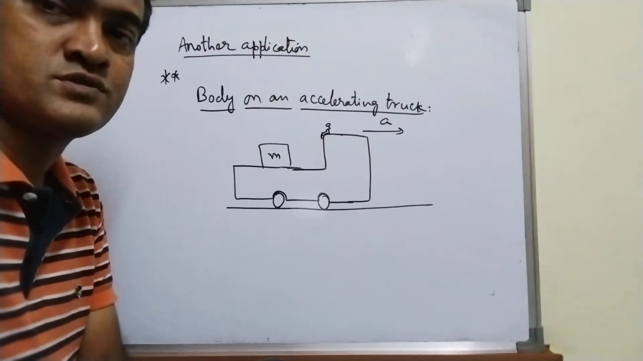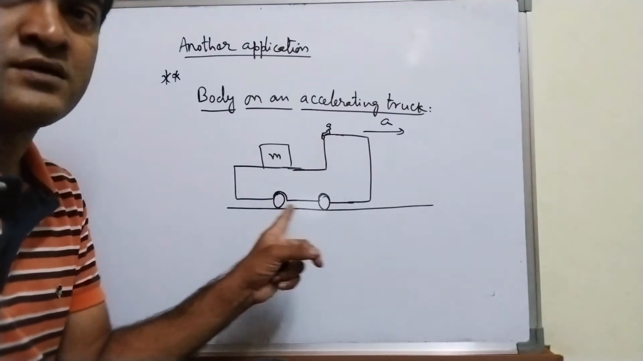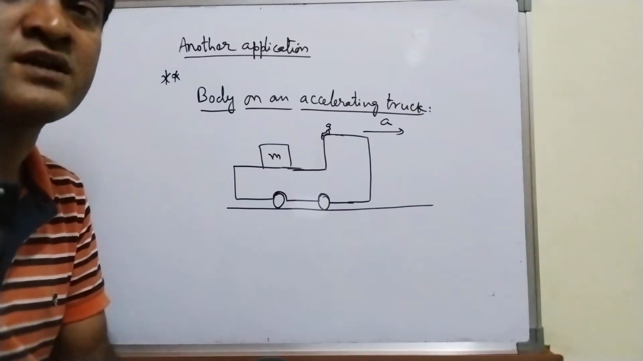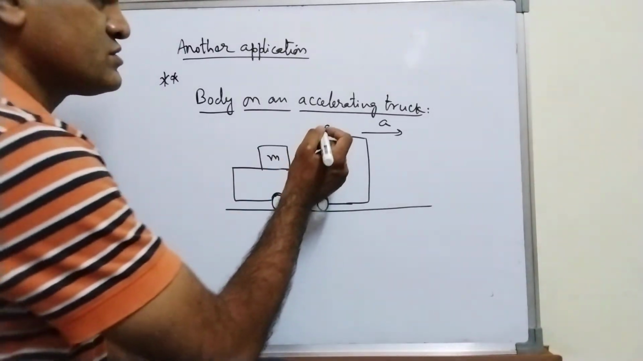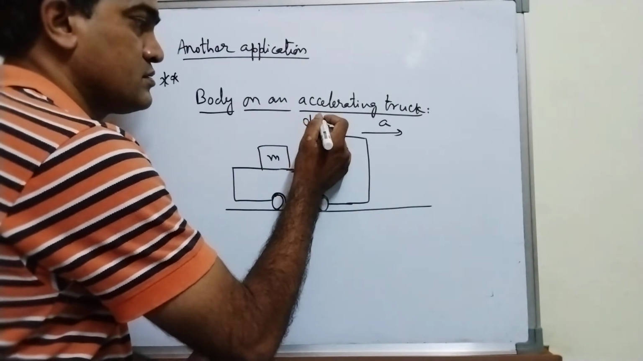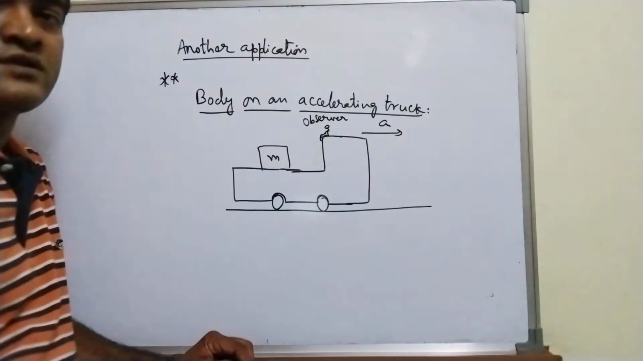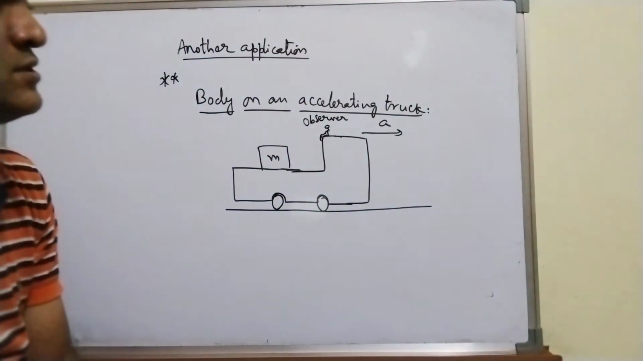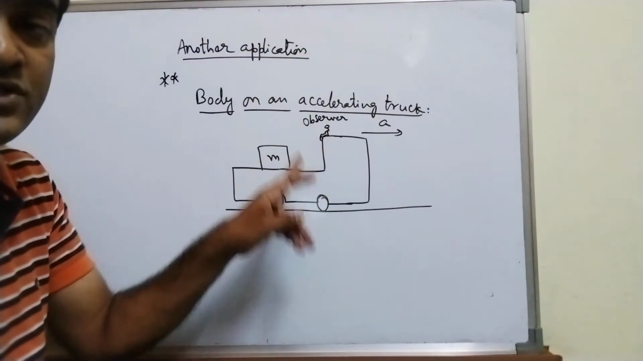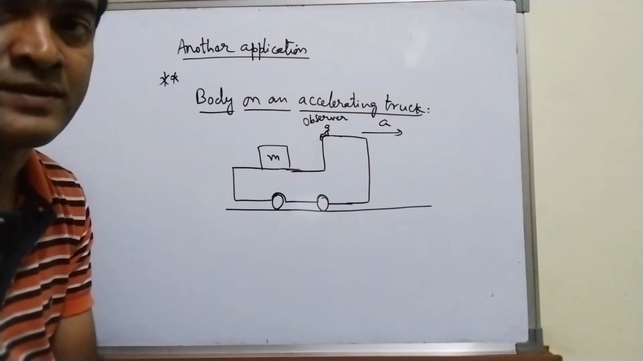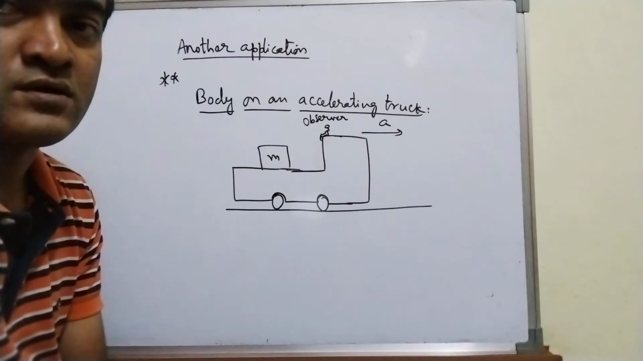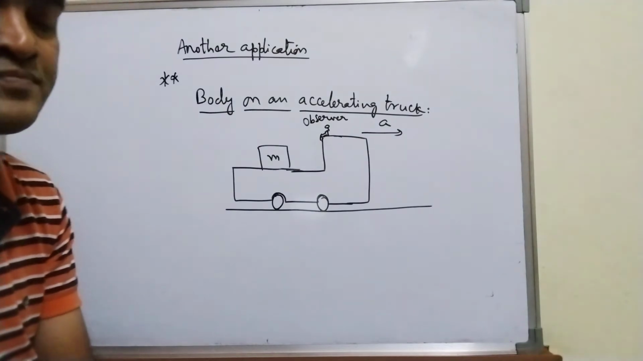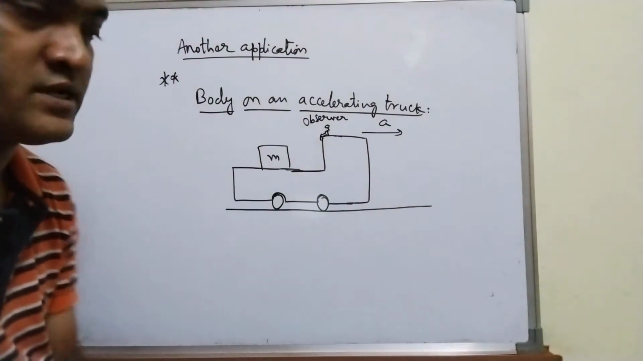Here we will discuss two special cases. Assume that this is a truck. A block of mass m is lying on the floor of the truck, and a person, an observer, is watching. Here this is an observer. The observer is on the truck and the truck is accelerating. So the observer in the truck is in which frame? He is said to be in an accelerating frame of reference, or you can say a non-inertial frame of reference.